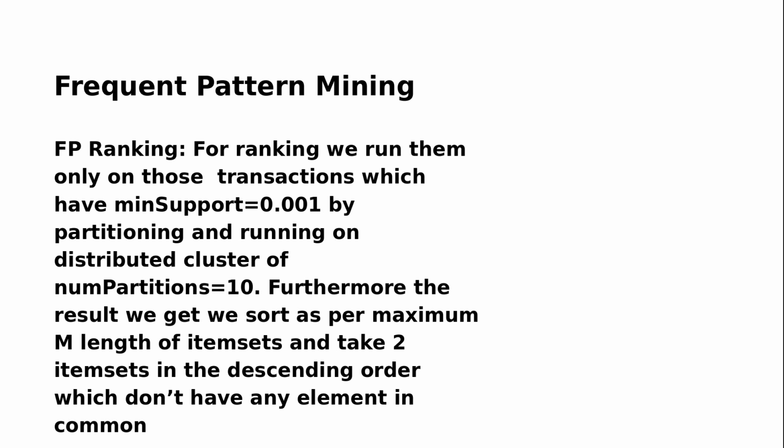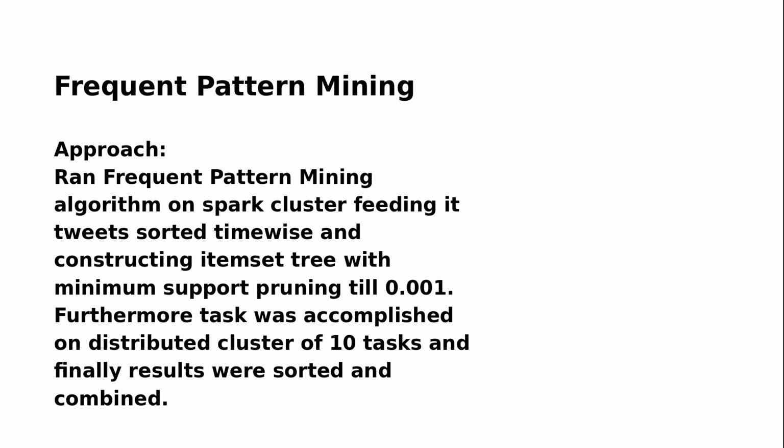Now FP ranking, which is used for ranking the frequent itemsets generated. This is done on those transactions which have a minimum support of 0.001, by partitioning and running on distributed clusters of partition size 10. Furthermore, the results we get are sorted by maximum length of itemsets, and we are taking 2 itemsets in descending order which don't have any elements in common.